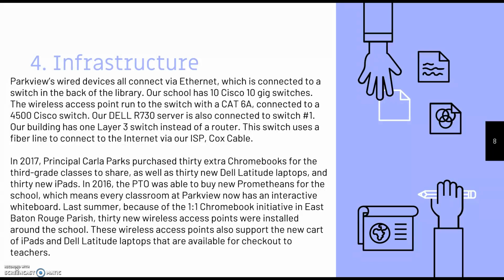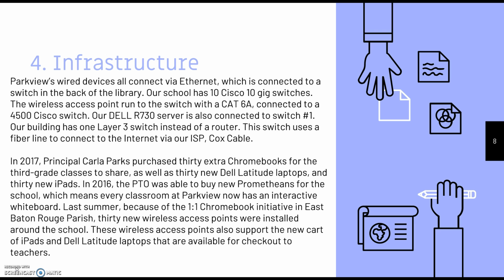Infrastructure. Parkview's wired devices all connect via Ethernet, which is connected to a switch in the back of the library. Our school has 10 Cisco 10 gig switches. The wireless access points run to the switch with a Cat6A connected to a 4500 Cisco switch. Our Dell R730 server is also connected to switch number 1. Our building has one layer 3 switch instead of a router. This switch uses a fiber line to connect to the internet via our internet service provider, Cox Cable.